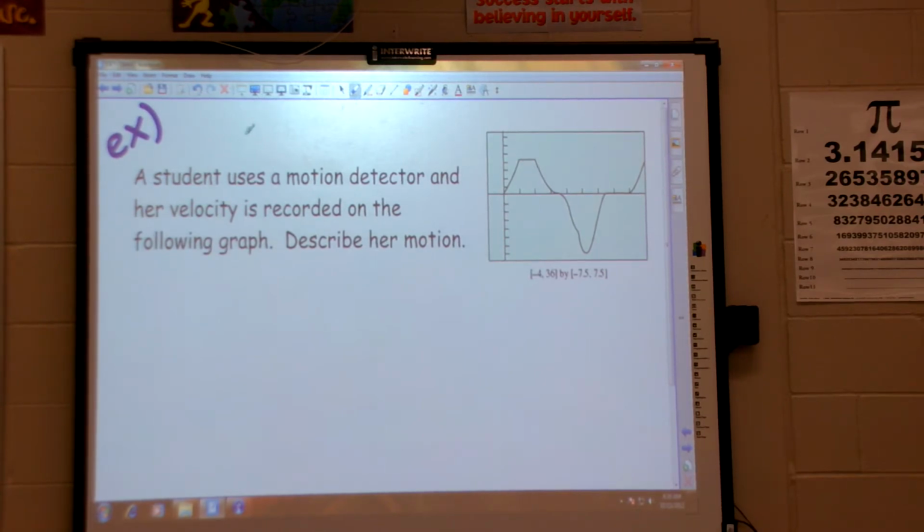For starters, if I have a positive velocity, what's that telling me? I'm moving forward. Okay. Doesn't mean you're accelerating. Oh wait, yeah. No, okay. If I have a negative velocity, it means I'm moving backwards.